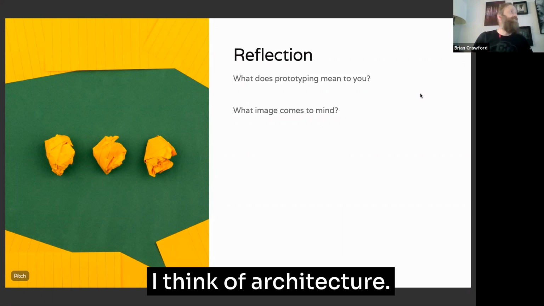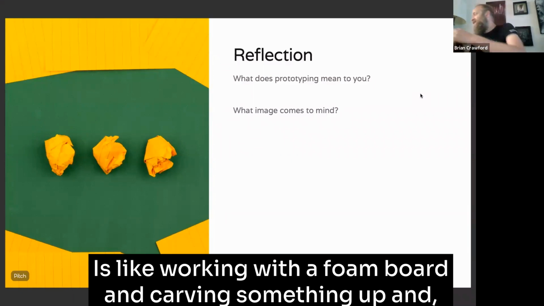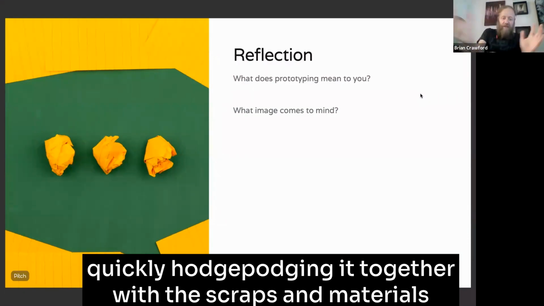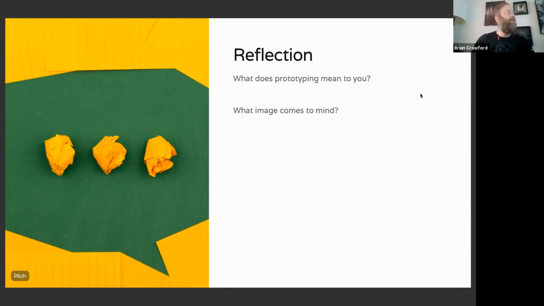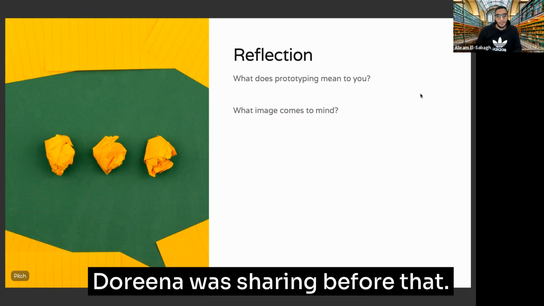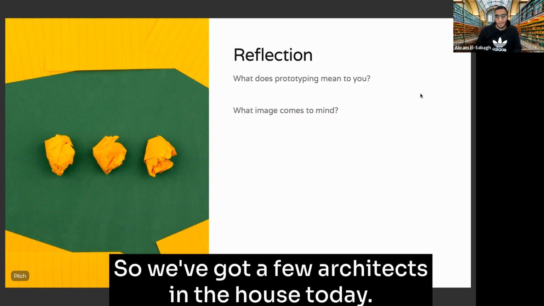I think of architecture. I think of prototyping as working with a foam board and carving something up and quickly hodgepodging it together with the scraps and materials that you can find to get a quick understanding of how things work. That's cool. Dorina was sharing before that she's an interior designer, so we got a few architects in the house today.